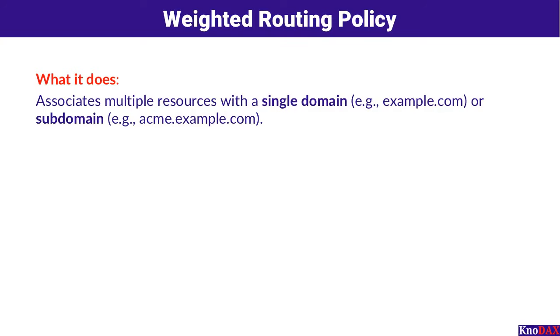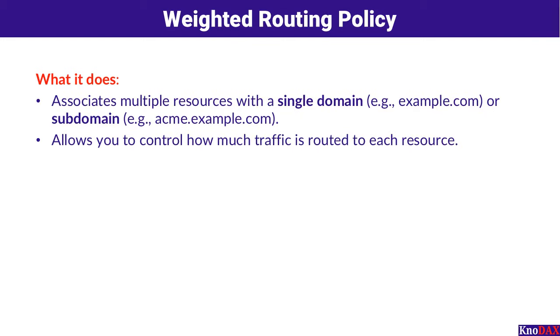Let's explore the weighted routing policy in Amazon Route 53. This policy allows you to associate multiple resources with a single domain, such as example.com, or a subdomain, like acme.example.com. What makes this policy powerful is that it gives you control over how much traffic is routed to each resource. By assigning specific weights, you can distribute traffic in the proportions that best suit your needs, making it ideal for scenarios like load balancing or gradual feature rollouts.